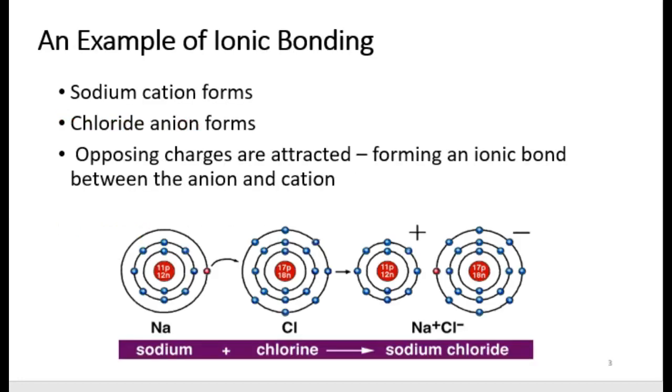Here's an example of ionic bonding involving sodium and chlorine. When these two atoms, which are neutral initially, are put into water, they both ionize. So the first thing that happens is sodium ionizes and forms a cation. Then the chlorine ionizes and forms an anion called chloride ion. So the sodium is positively charged, the chlorine is negatively charged, and they are attracted to one another because opposites attract.